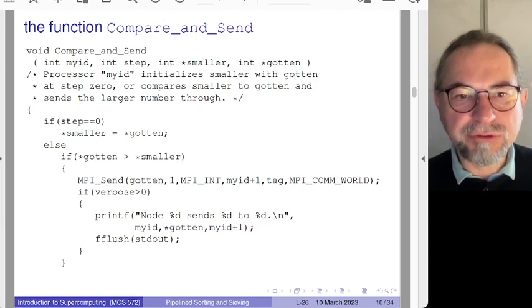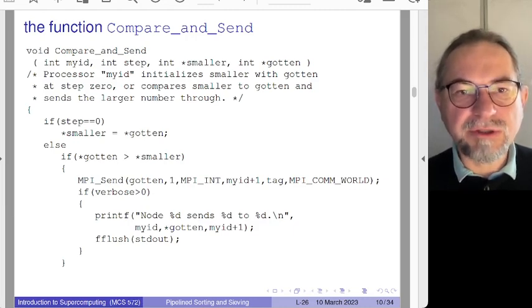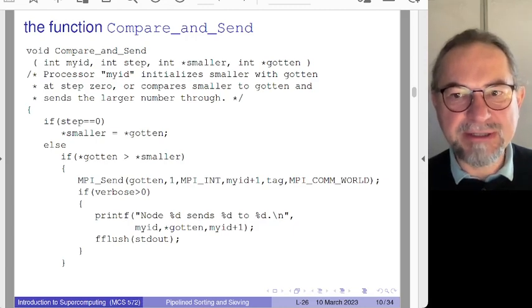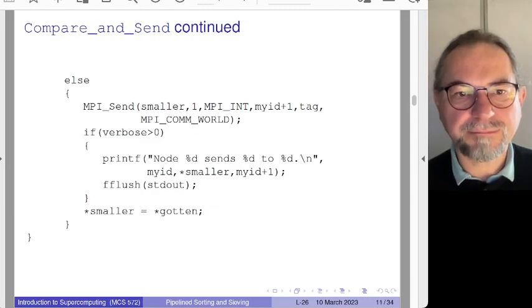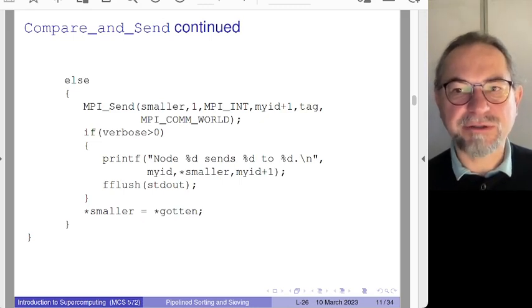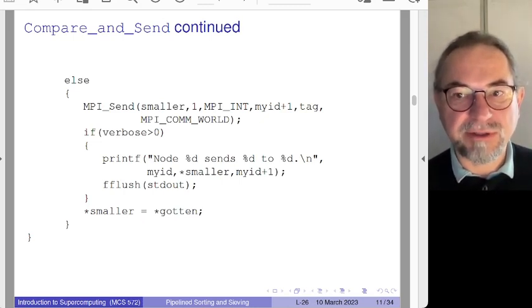And in the verbose mode, every processor writes what it is doing. So the sends are happening inside this function here. The receives are happening outside the function. So that makes it kind of harder to verify the correctness, that there will be no deadlock occurring.